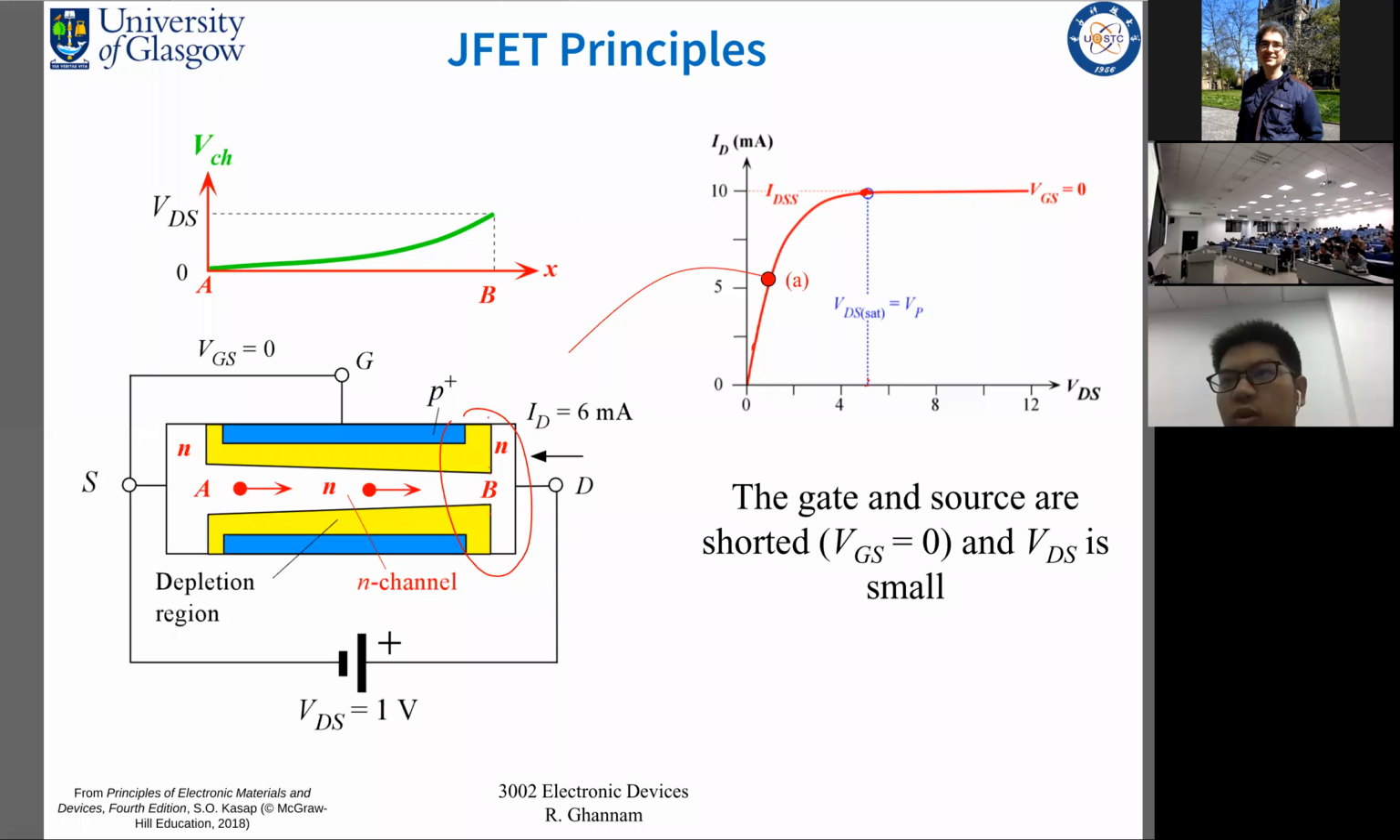So this is the pinch-off voltage, VP. So this is called VDS SAT. So this is the drain source voltage at which saturation begins. Beyond this VDS, so at VDS greater than VDS SAT, this is known as the saturation region.